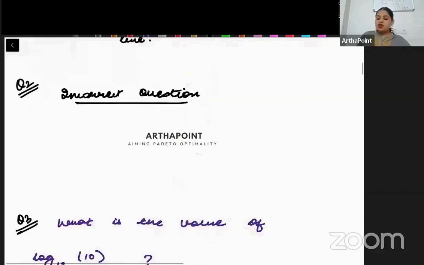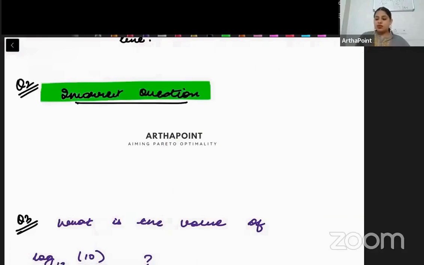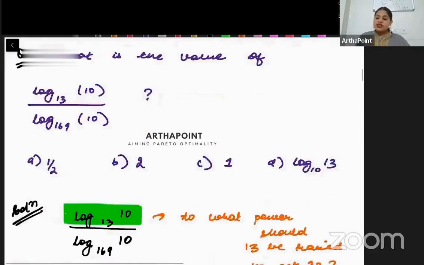Then the second question of this sample paper was incorrect. So I'm just leaving that question. Come to the third question. Okay. So it is asking what is the value of this.